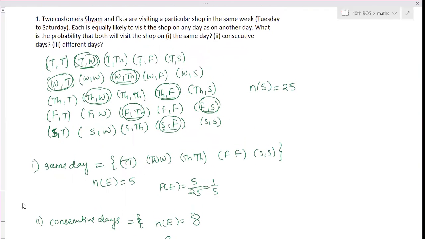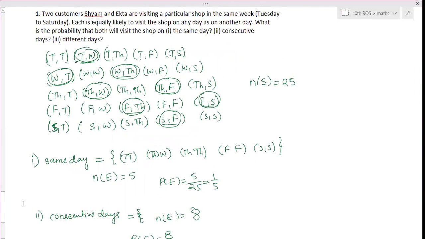Ma'am, I did not understand the second sentence in the question. I just joined some minutes ago. Each is equally likely to visit the shop. Equally likely means there are probabilities. Ma'am, what is meant by any one day? For example, once.